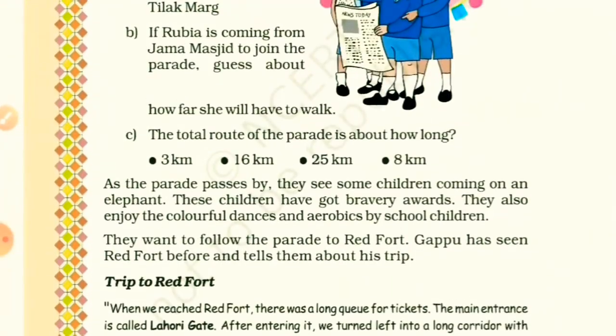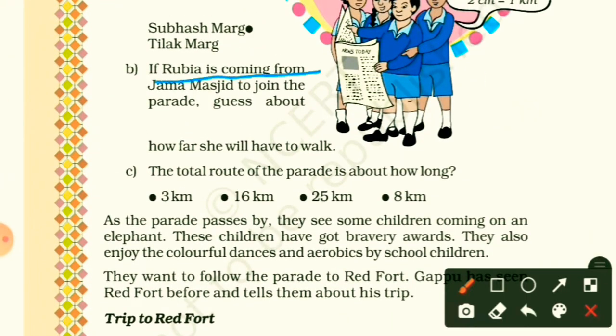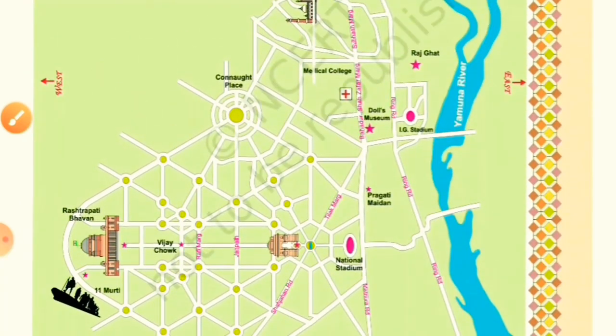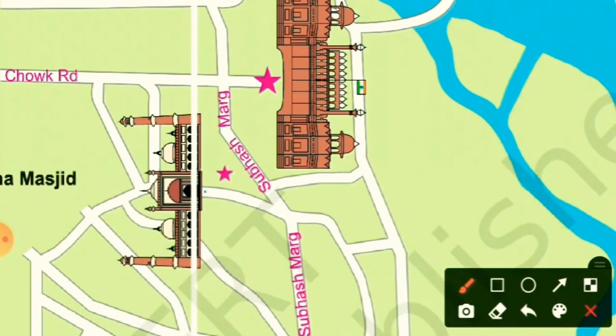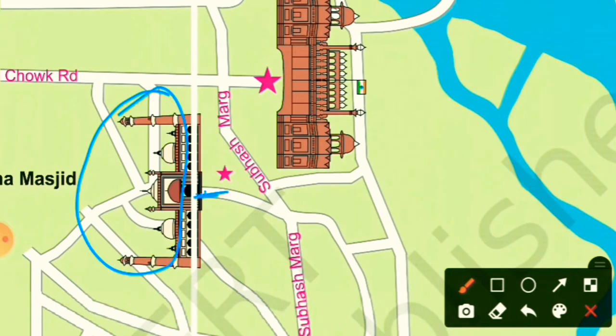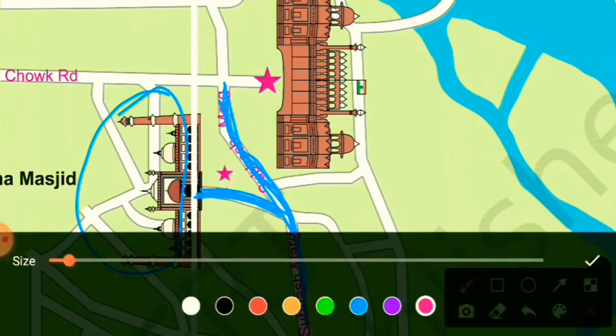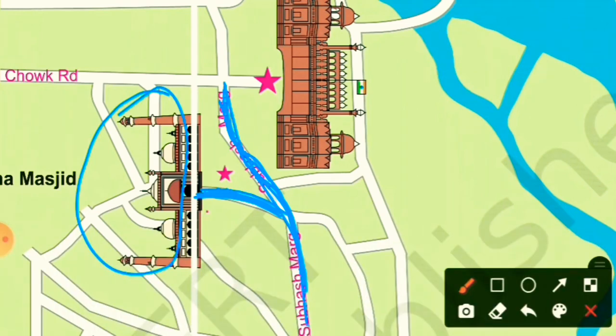The question is: if Rubia is coming from Jama Masjid to join the parade, guess about how far she will have to walk. So let's first trace Jama Masjid. Where is Jama Masjid? Okay, let me zoom in. Here is Jama Masjid. You can see this one is Jama Masjid, and from here it starts. Let me trace the road. The parade starts from Vijay Chowk and ends at Red Fort. This is Subhas Marg, and the road is also on this Subhas Marg. So we have to find the length of only this road.